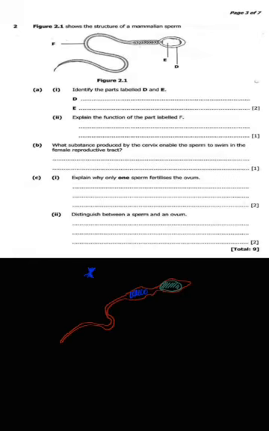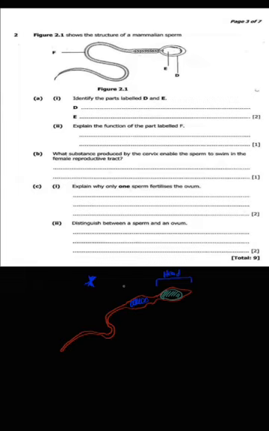So basically speaking, the sperm is divided into three regions. We have the head. So this region here is the head. We have the neck or the mid piece. So this region there is the neck. Then the rest of the part is the tail. So this region there is the tail.